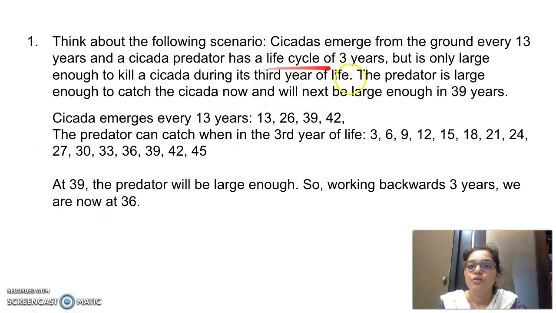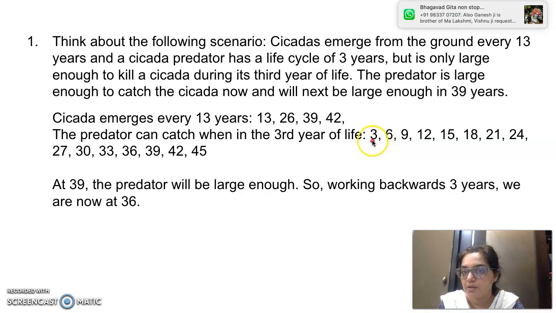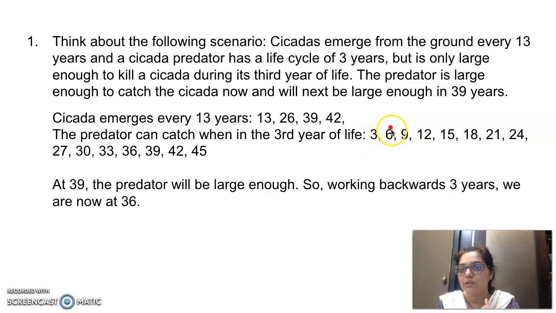So a predator here, it's first year, second year, only on the third year it is going to kill the cicada. Then again, only on the sixth year it is going to kill it. That is what this means. I come back to the question. Cicadas are emerging every 13 years, and a predator has a life cycle of 3 years, but it is only large enough to kill it during its third year of life.